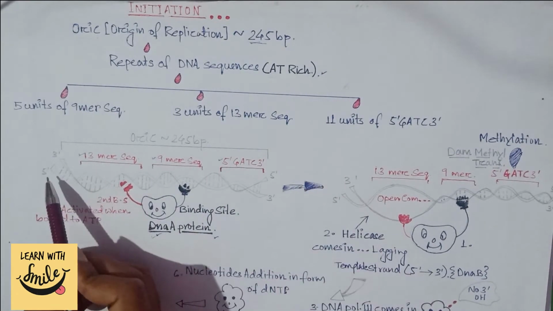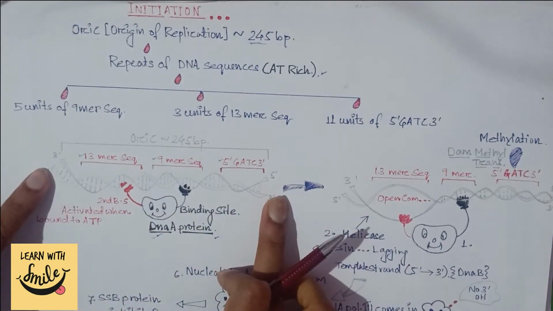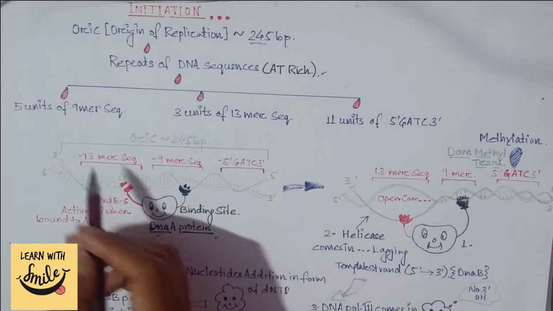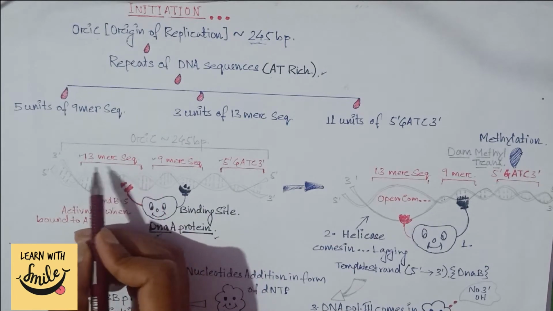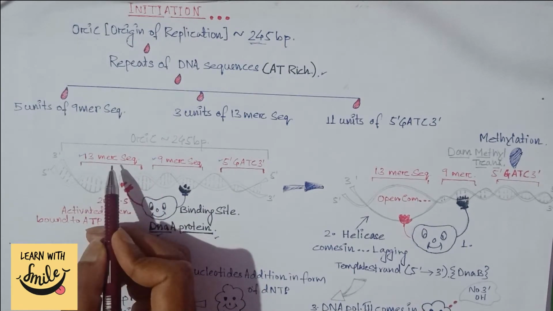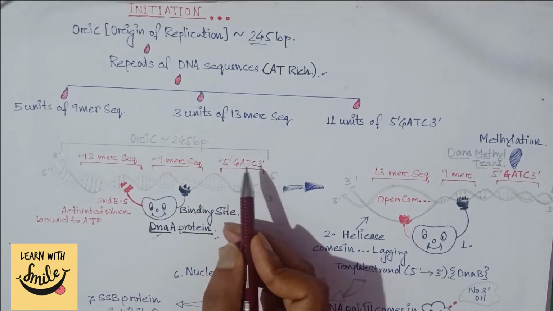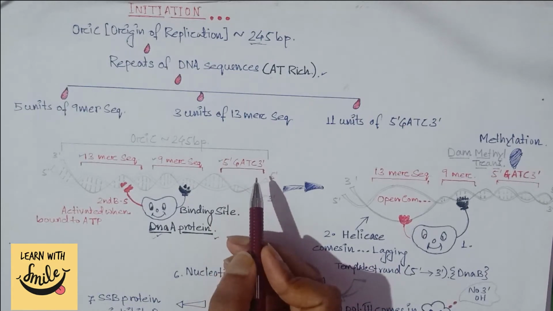Now come to this particular structure. Assume that this segment or region of the DNA which I have drawn is the OriC. This OriC envelops the repetitive sequences which are AT rich, that is, the 13' sequences, 9' sequences, and GATC sequences which are aligned from 5' to 3' direction.